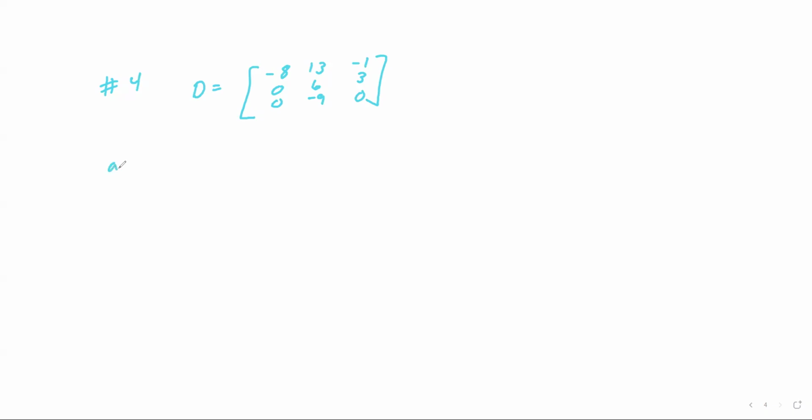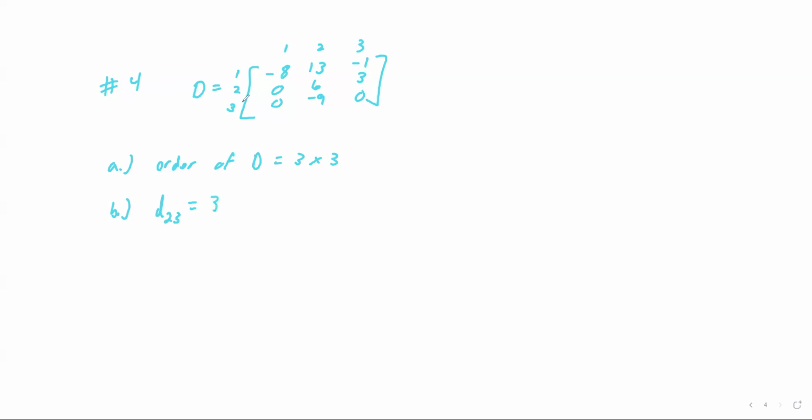Okay. Part A, again, what's the order? The order of D, remember that's row by column. So that's 1, 2, 3 rows by 1, 2, 3 columns. So this is what we call a 3 by 3 matrix. It's also known as a square matrix. You're then asked to find, well, what's D23? That's going to be row 2, column 3. So that's going to be number 3.